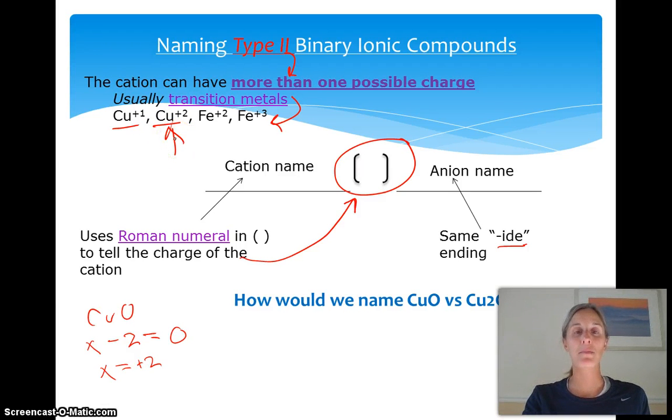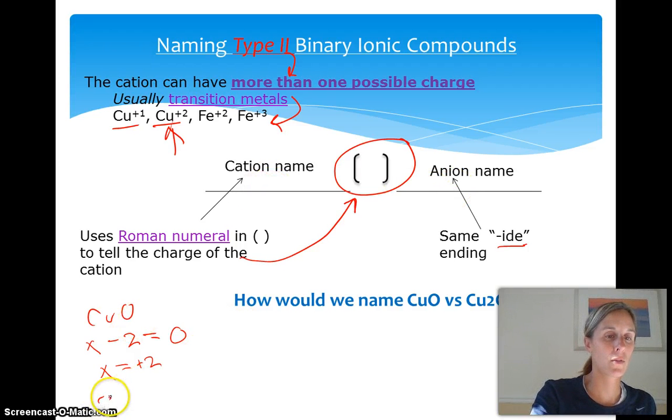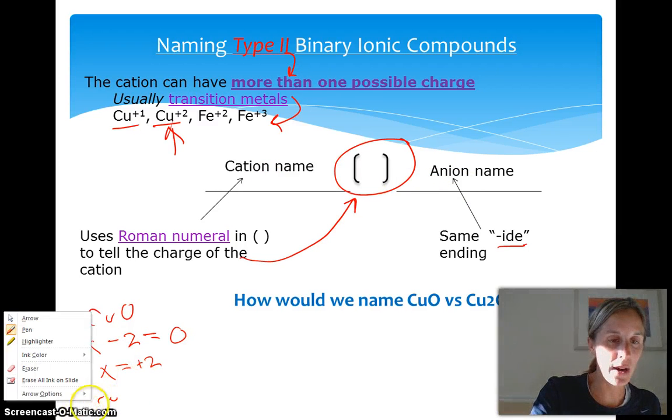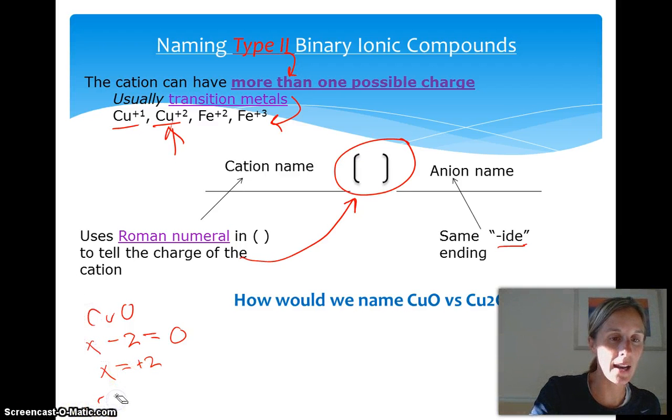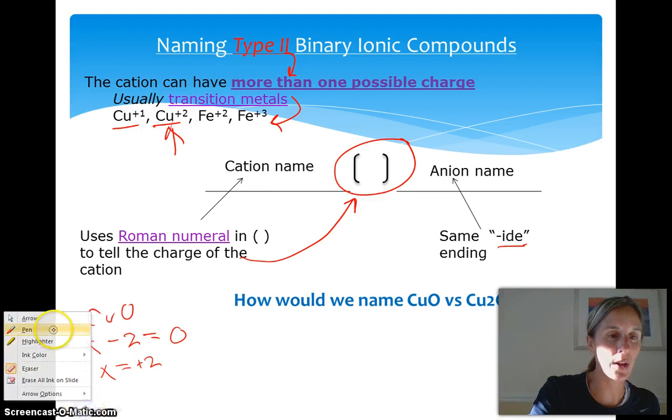So how do we name him? We still give him a first name and a last name. The first name is still going to be copper. Let me try writing that in a different spot because that is getting cut off by the screen.